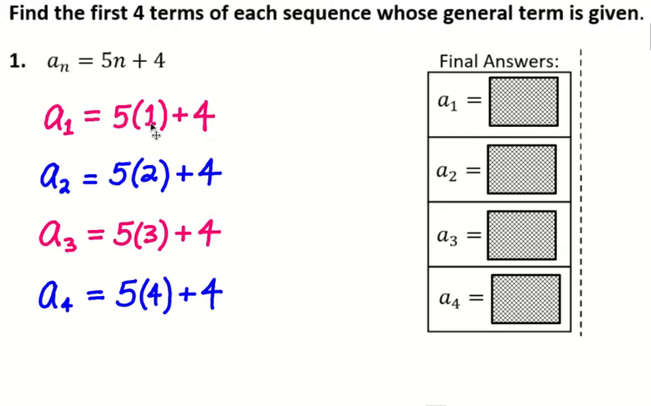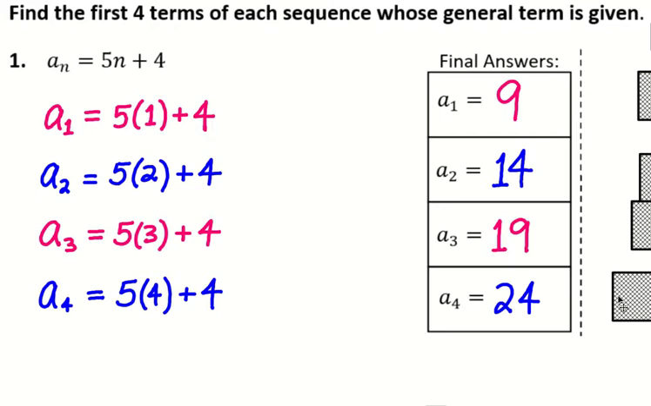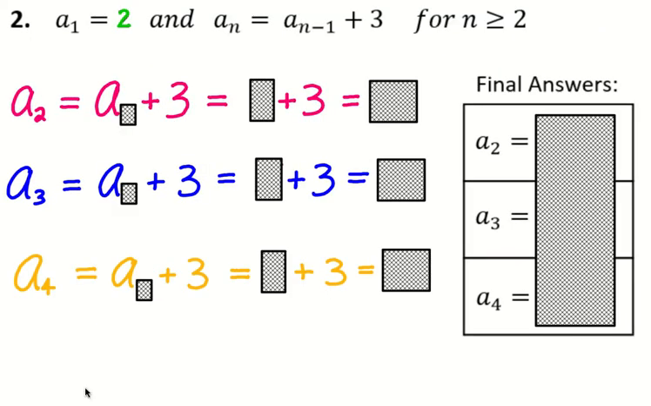And so you just gotta evaluate this, crunch this out, and it looks like the first term is going to be 9, second term is going to be 14, and this is going to be 19, and that's a 20 plus 4, 24. So again, just starting real simple, plugging in 1, plugging in 2, plugging in 3, plugging in 4.